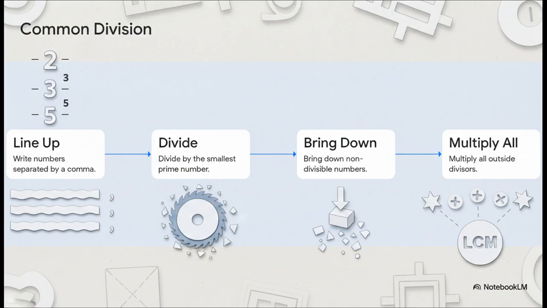If a number can't be perfectly divided, you just bring it down to the next row exactly as is. You just keep dividing until your entire bottom row is nothing but ones. Then, you simply multiply all those prime numbers you used on the outside together, and boom, you have your LCM.